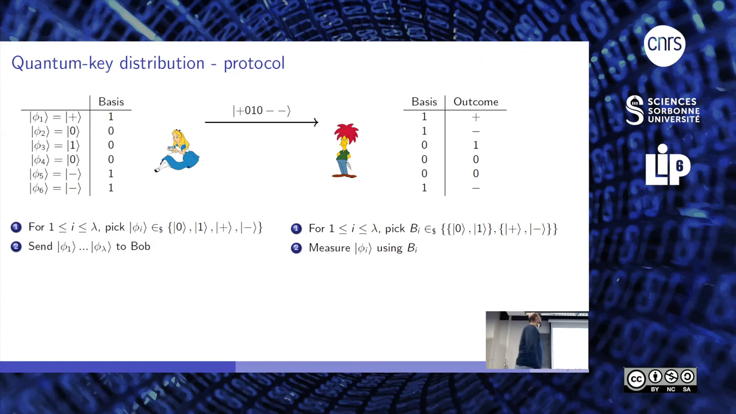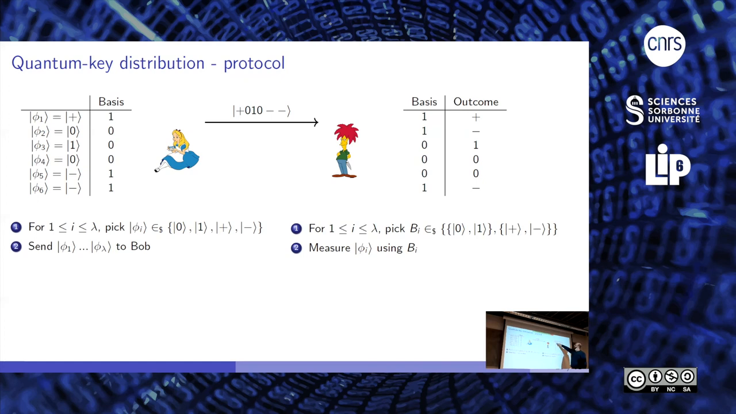Bob, on his side, receives a quantum state. He doesn't know what it is. Like Alice, he picks everything from private randomness that he has. So Bob picks bases at random, and he decides to measure each qubit according to this randomly chosen basis that he picked. Okay?